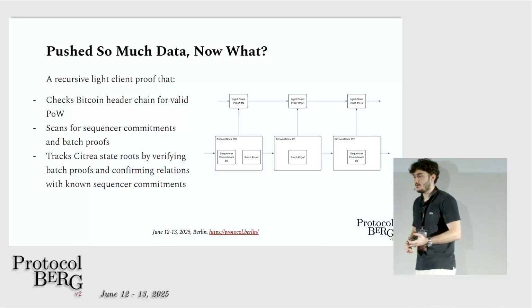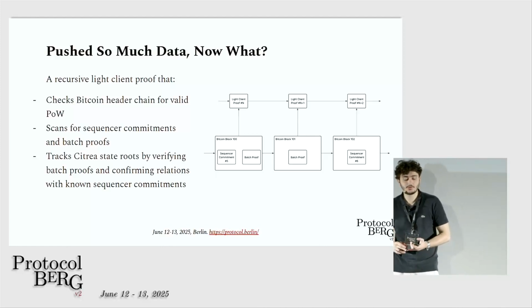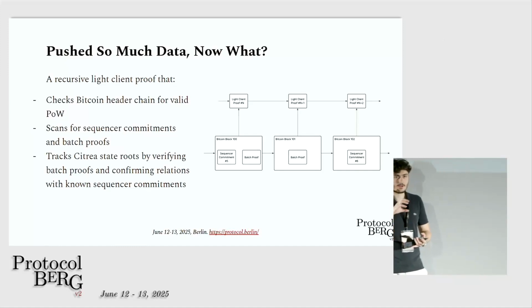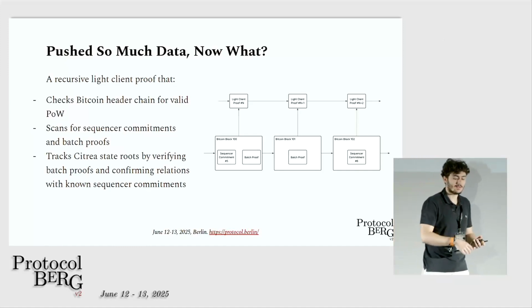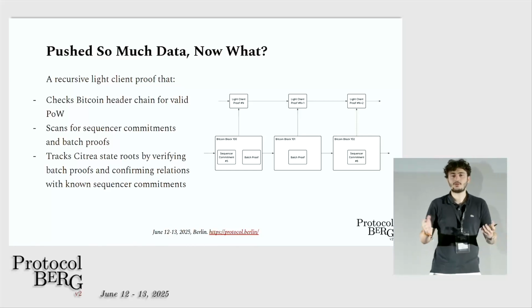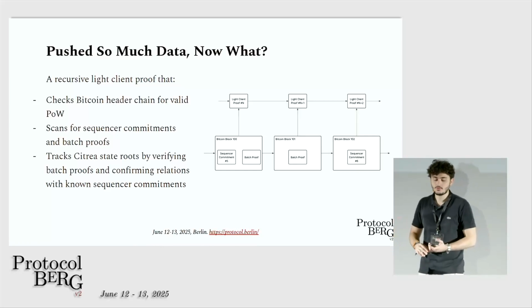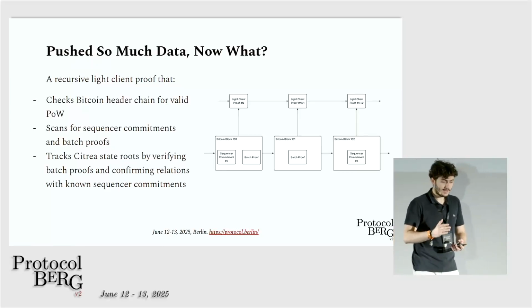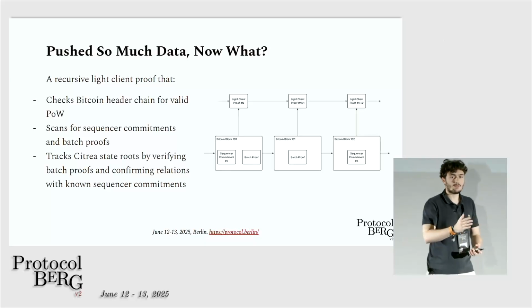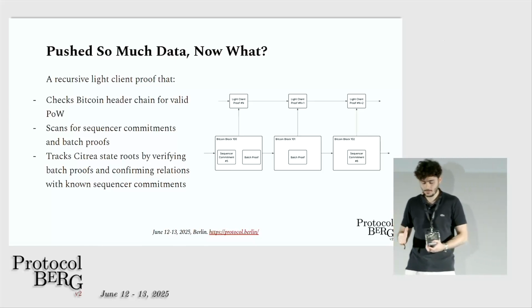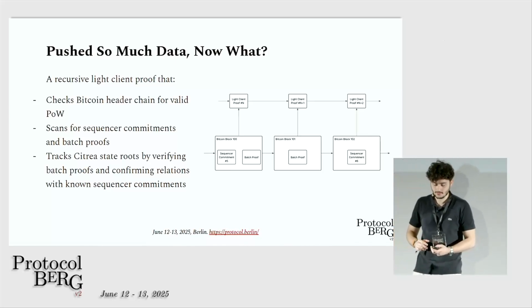You're going to have some kind of state tree accessible to your light client proof, and then you're going to start saving information about these batch proofs and sequencer commitments, and with some certain algorithm you define, you're going to decide what the state root of your rollup is. So that way, given a Bitcoin L1 block hash, you have the state of your rollup. And that's very useful information.